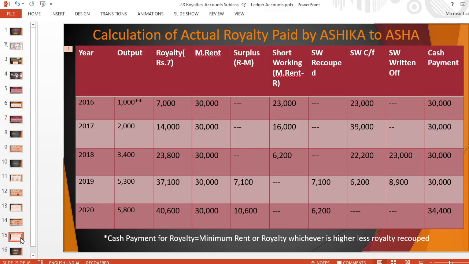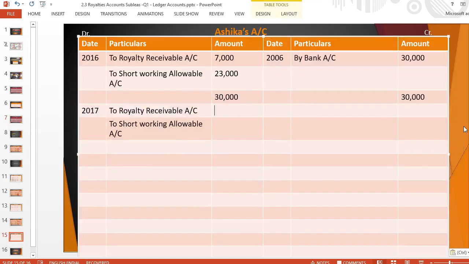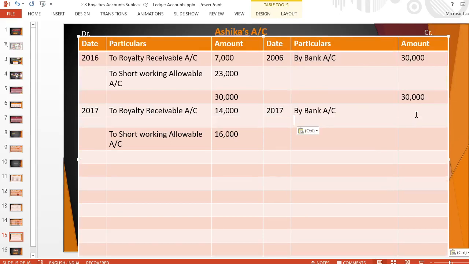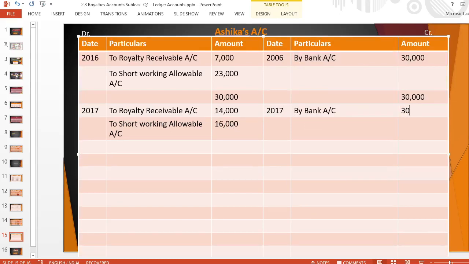and the final payment was 30,000. I'll write here royalty receivables account 14,000 and short workings 16,000, and here in 2017 the final payment was 30,000 rupees. Even though the royalty due was 14,000, Ashika should pay 30,000 rupees. The remaining balance is considered short working.